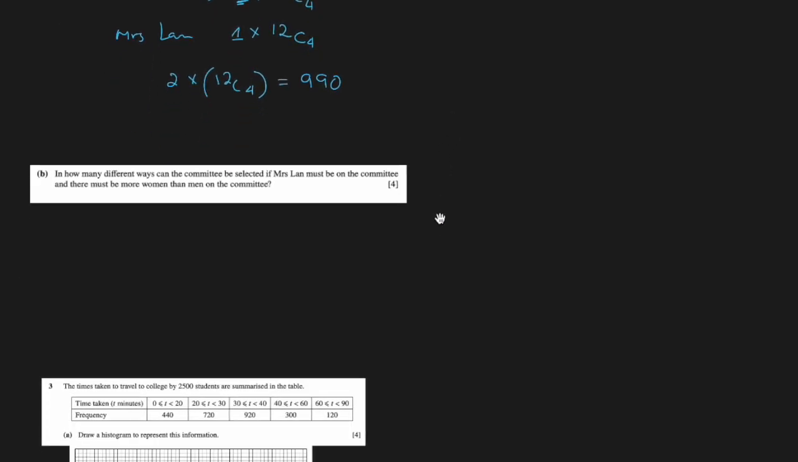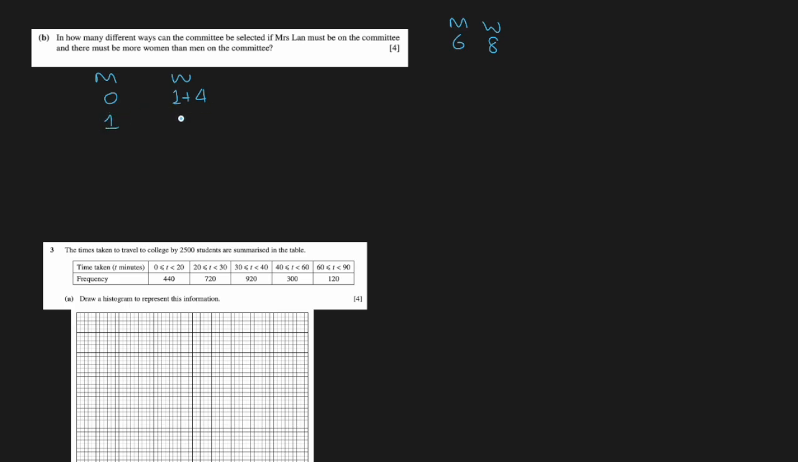In how many different ways can the committee be selected if Mrs. Lan must be on the committee and there must be one more woman than men in the committee? So men were 6, women were 8. Now we want men and women. Mrs. Lan has taken this place, so we want more women. So let's say that there are 0 men. How many more women do we need? We need 4 more women, right? To make a committee of 5.